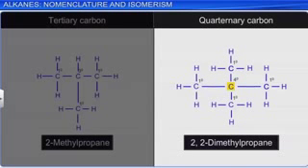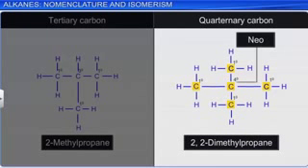And when all the bonds formed by a carbon atom are with 4 other carbon atoms, it is said to be neo or quaternary carbon.